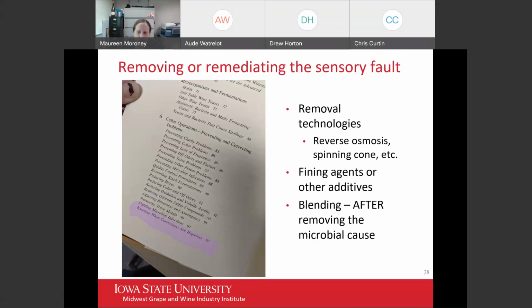On the other hand, if the levels are high, you may need to remediate it somehow. So options there include removal technologies, some binding agents, depending on what the issue is. It's always an option to blend into a larger batch of wine to dilute the concentration to an acceptable level.